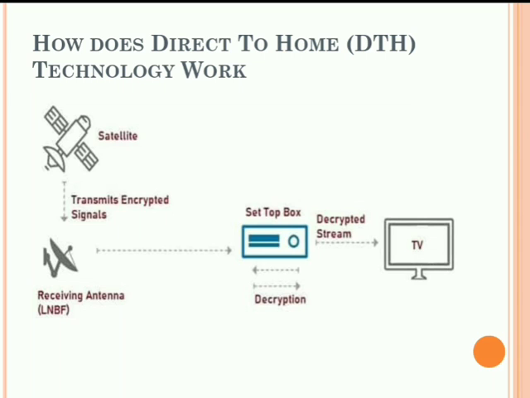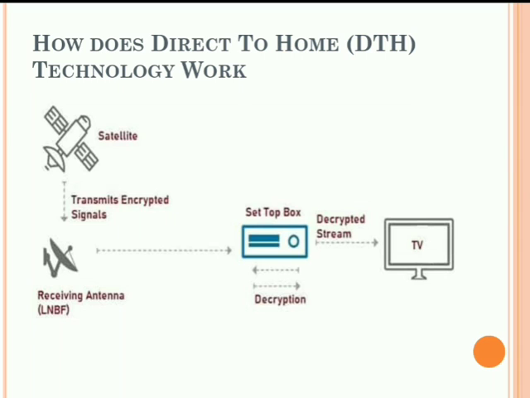As you can see in the diagram, this is the schematic representation of the working principle of the direct to home technology, which consists of the satellite. The satellite transmits the encrypted signal towards the receiving antenna, that is the LNBF, as we have seen in the last diagram also. You can see this LNBF in this diagram.